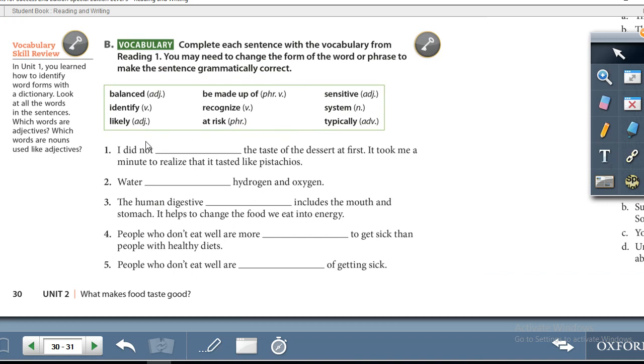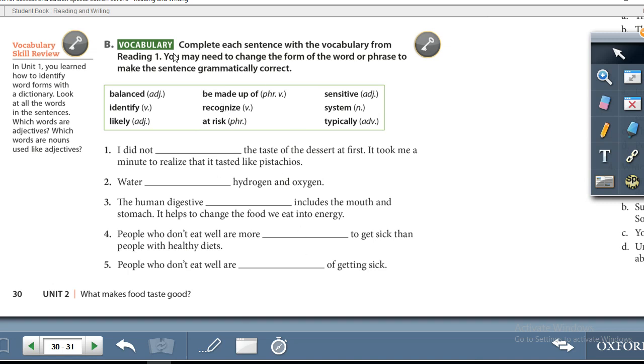So say for example number 2. Number 2, we need to take one of these words, and the question is water, something, hydrogen and oxygen, right? So for example, let's say we take one of these words. Sometimes you might need to change the word to the past tense, right? You might need to change the word to the past tense to complete the sentence. Sometimes you might not need to change the word.